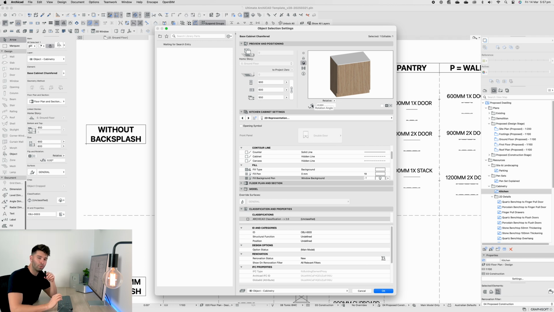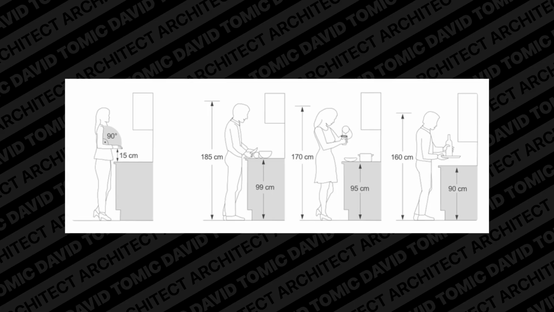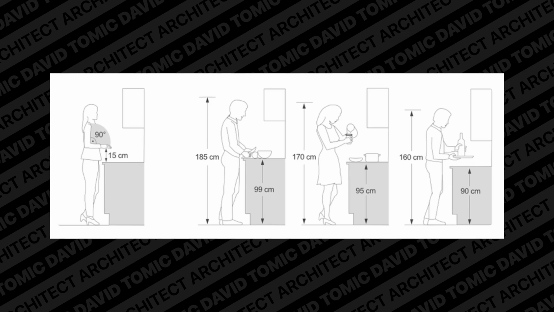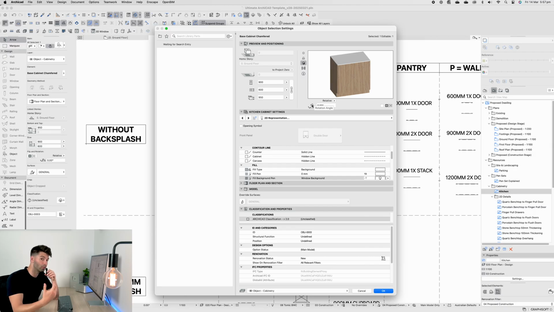However, the issue with a 900 millimeter countertop is most Australians and most people in the world, to be honest, are rather tall, and we're getting taller and taller as generations go on. So a 900 cupboard is perfect for anybody about 1600 millimeters tall. But if you're 1700 or 1800 like I am, then these cupboards are a little bit too short.